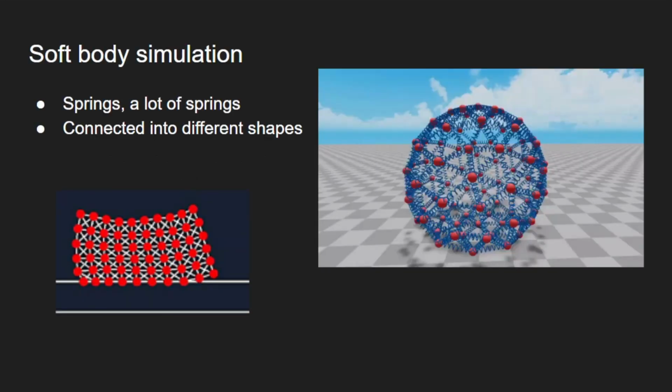Okay, let's talk about soft body first. So soft bodies are basically a bunch of springs connected to each other into different shapes. By adjusting the forces between the springs, we can achieve different simulation effects, like for example a piece of clothing or a jelly, or in this case we simulated a cell membrane.